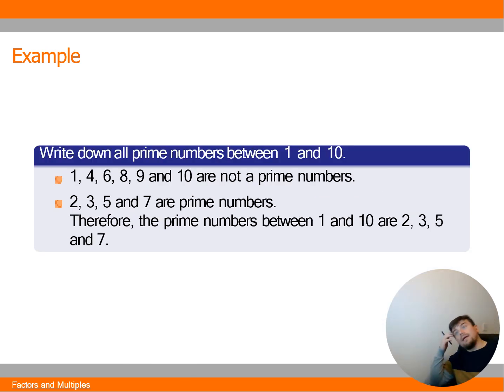So here we write down all the prime numbers between 1 and 10. Again, it would just be 2, 3, 5, and 7, because we can check that the others are not prime numbers.